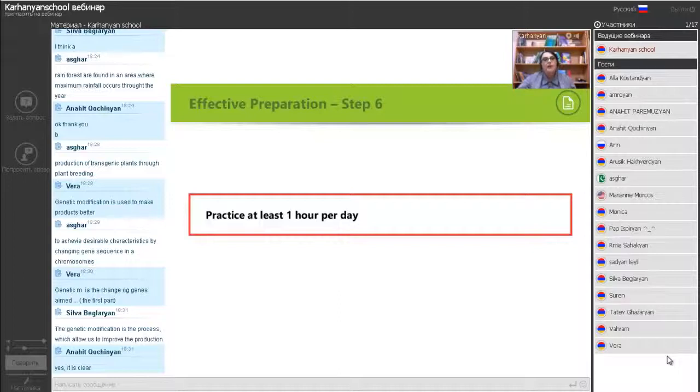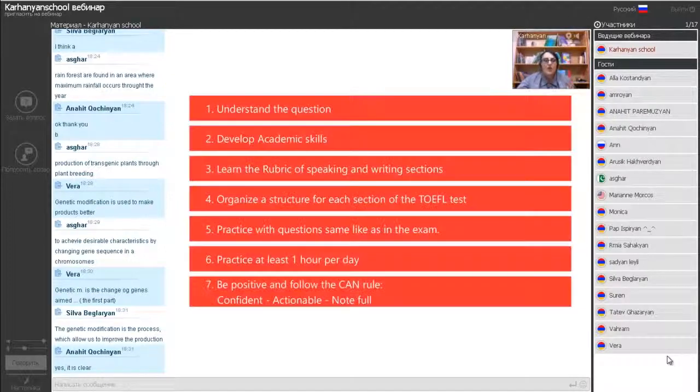Then practice at least 1 hour per day. Okay, 1 hour is enough if you are an intermediate or advanced user of English. If not, you must spend more than 1 hour. And of course, I recommend you be positive and follow the 10 rules: confident, actionable and note. Okay?